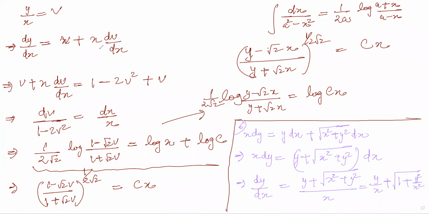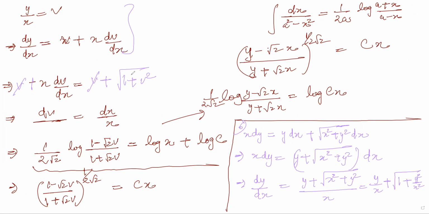Now, if you replace y with vx, again, these two replacements, if you do that, you get this expression. So we get v plus x into dv by dx, which is the value of dy by dx, equal to v plus root over 1 plus v square. Now this v gets cancelled out with another v, and we are left with x into dv by dx equals root over 1 plus v square, because this is nothing but 0.